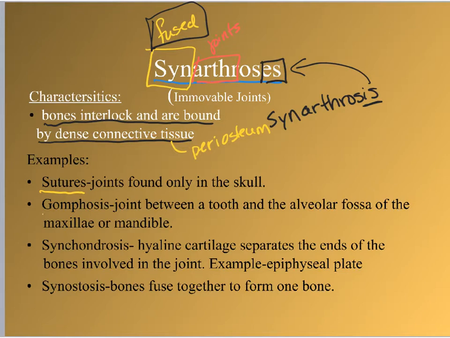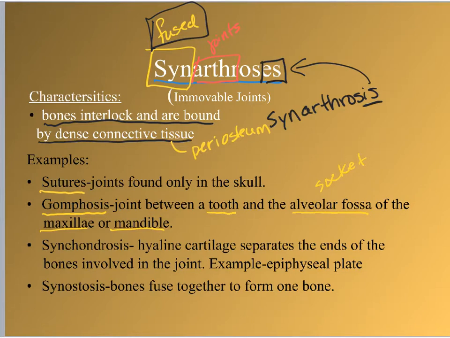A gomphosis is where a tooth sits in the alveolar fossa, what we might call the socket. But you guys are still learning that term. Where a tooth sits in the alveolar fossa, that is a joint. Technically, it's not movable, or shouldn't be, but teeth are derived from bone, and the maxilla and the mandible are also made of bone. So technically that's a joint.